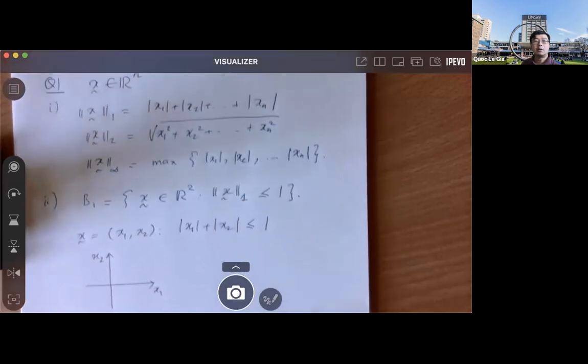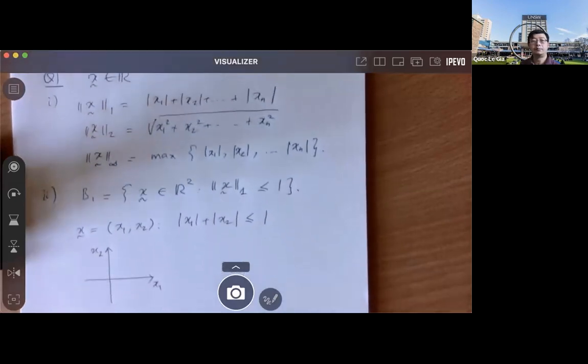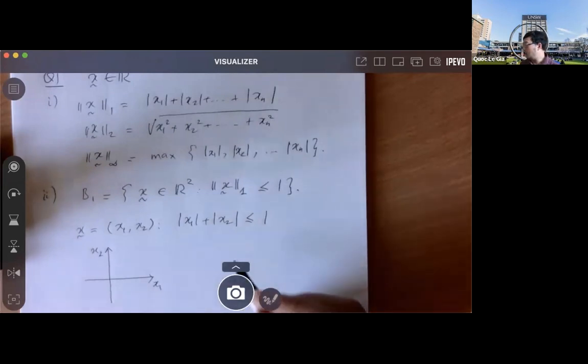So what is the region? What is the region on the plane? Any guess? Any rough guess? So what region? A diamond, yes. So the diamond. And what are the vertices of the diamond? So the diamond is the correct one, yeah. So now why is it a diamond?